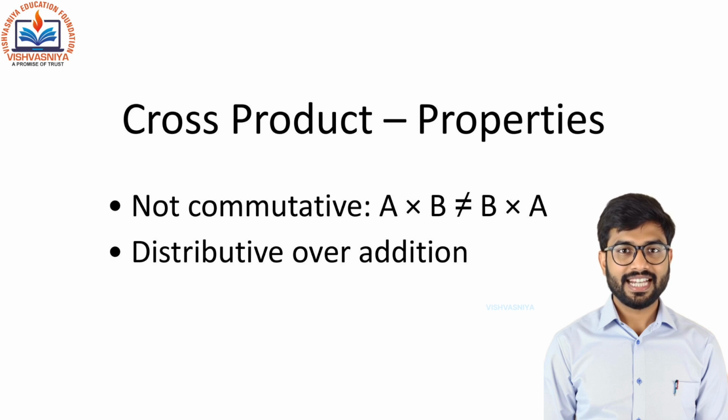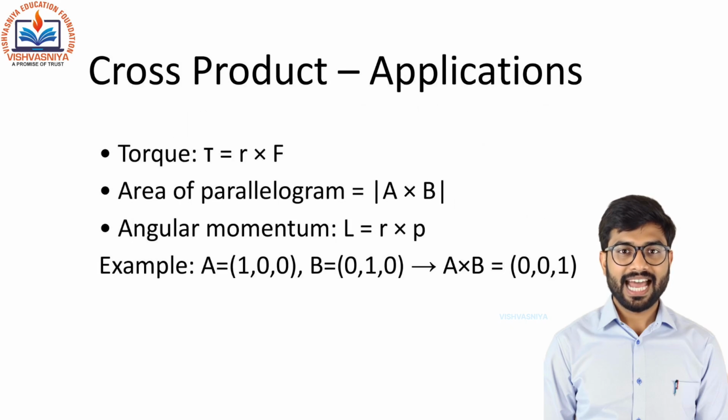Some properties, it is not commutative. That means A × B is not equal to B × A. It is distributive over addition. Applications, torque is equal to r × F. Area of a parallelogram is equal to |A × B|. Angular momentum is equal to r × p. Example, if A = (1, 0, 0) and B = (0, 1, 0), then A × B = (0, 0, 1).